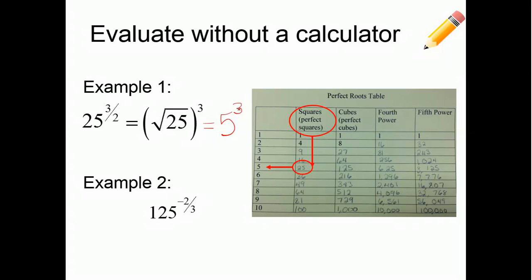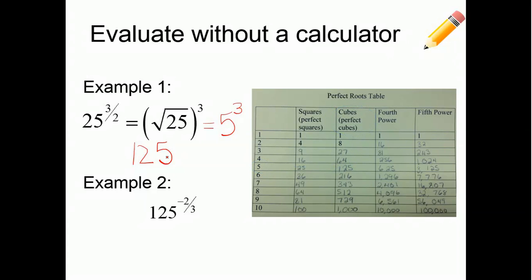Let's find out what 5 cubed is. So 5 cubed, run both my fingers till they intersect, that is 125. So my answer would be 125. So 25 to the 3/2 power is 125.